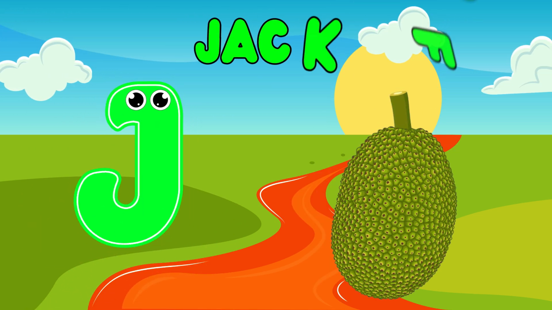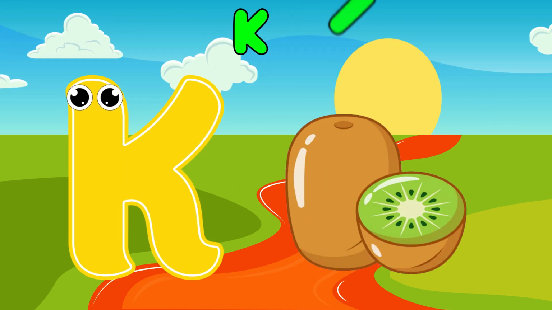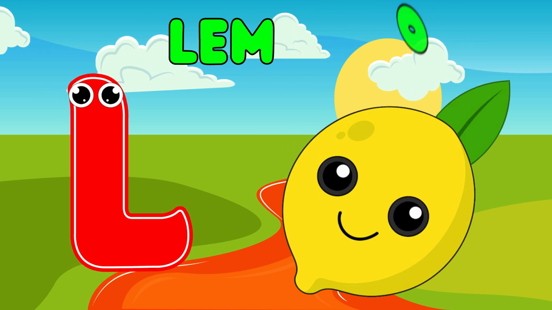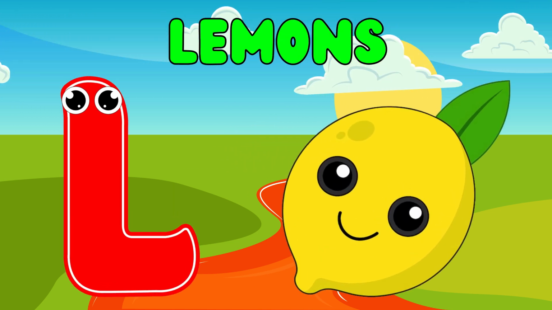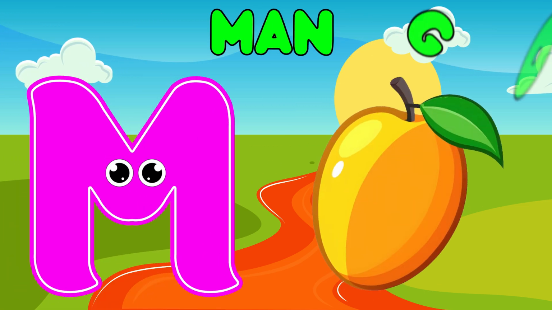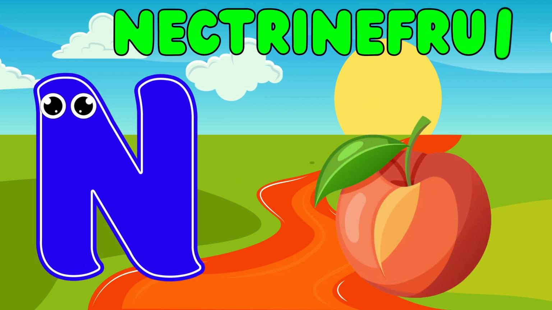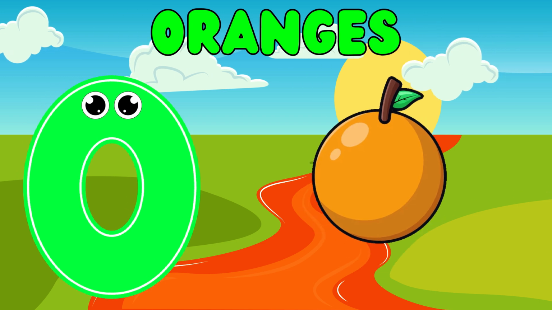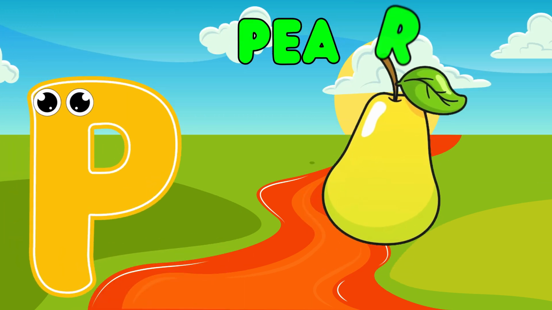K is for kiwi. L is for lemons. M is for mango. N is for nectarine fruit. O is for oranges. P is for pears.